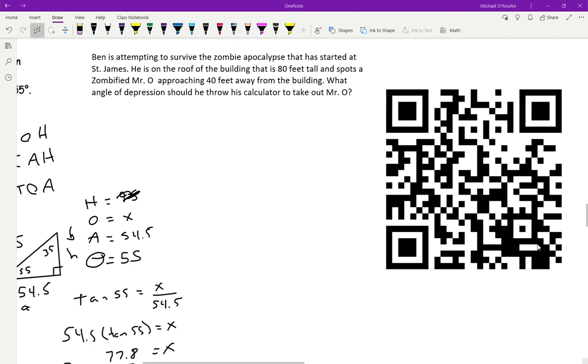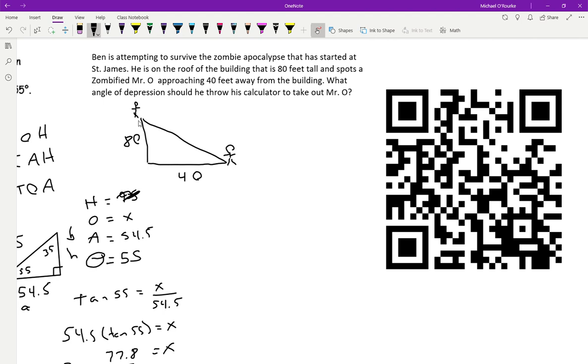Good. So diagrams are hitting it pretty much bang on. So I'm going to jump on mine and draw the diagram. Here's Ben on top of the school. Here I am, 40 meters away, 40 feet away. And Ben's 80 feet up. Okay, so pretty much all the diagrams have that, which is good.